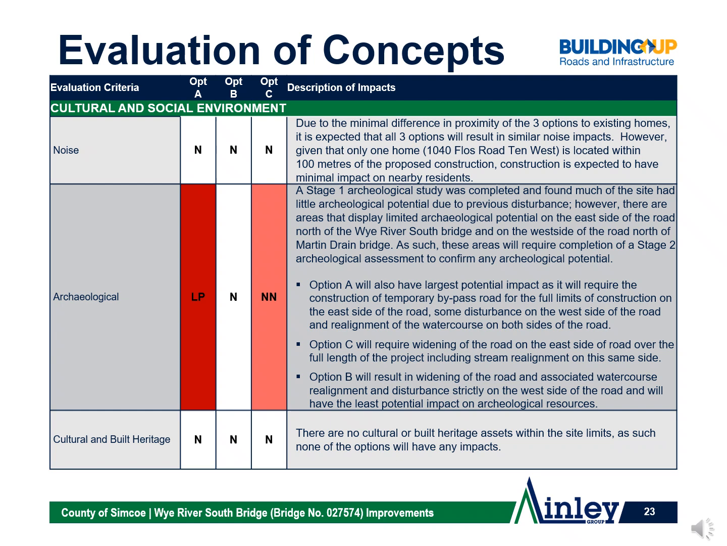For the evaluation of the concepts on the cultural and social environment, the first criteria used was the potential noise produced by construction activities throughout the duration of the project. All options are expected to have a similar duration and noise levels. There is only 1 residence located within 100 meters of the site, so impact to the surrounding properties will be limited. As such, all options were ranked neutral.